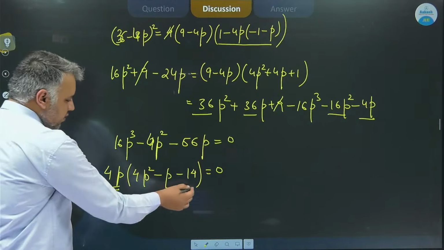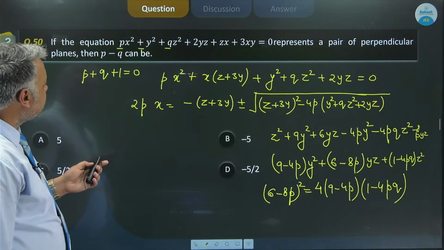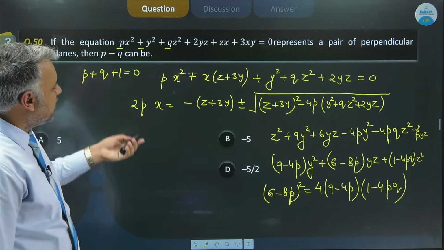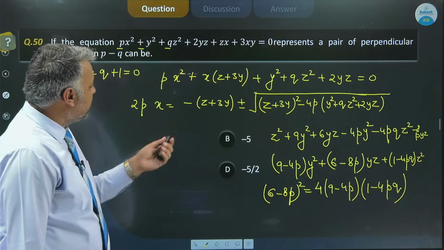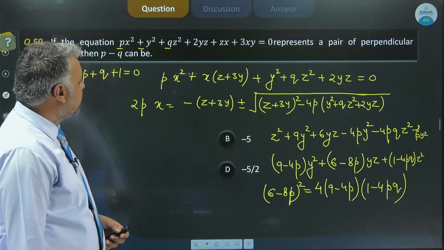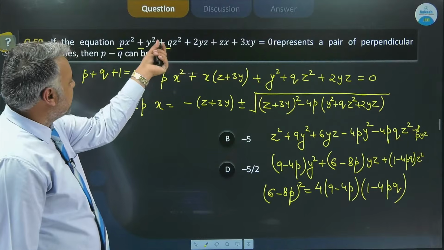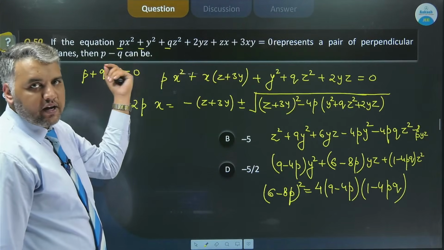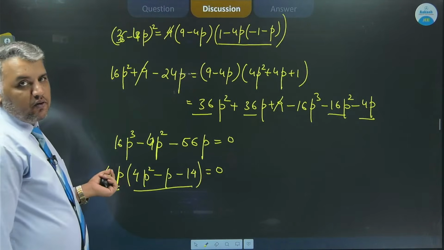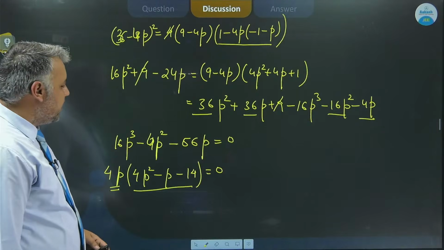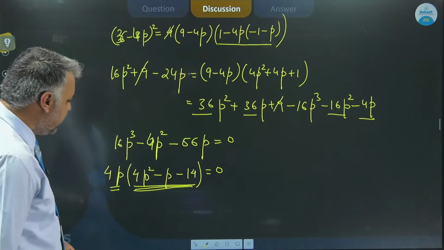So either p is 0 or this is 0. Now p cannot be 0 here, because if you take p equal to 0, then x will not be expressed in terms of y and z. There will not be a real root, or you can say this will not be a quadratic in x. Then you have to check through y square. You can form a quadratic in y. Again, there you can see that p equal to 0 will not make that expression linear in x, y, z. So we'll calculate the value of p from here.